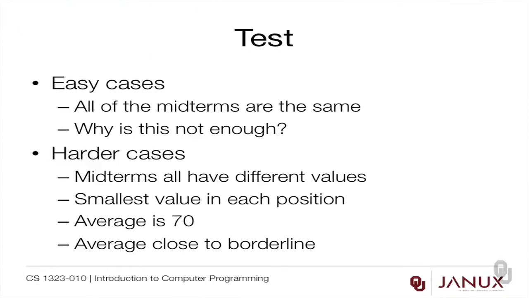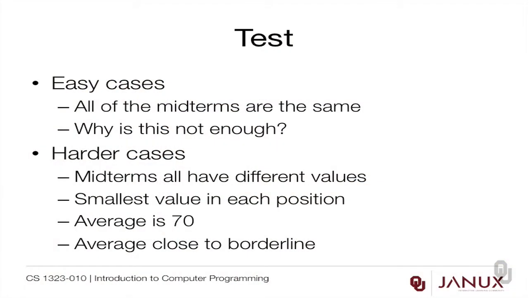We can test some easy cases like all the midterms being the same, but that really isn't enough. So we want to test some harder cases. We've already tested the case where the midterms have different values. One case we should test is having the smallest value in each position. Have it first, have it second, have it third, have it fourth, have it fifth. That turns out to be really important.